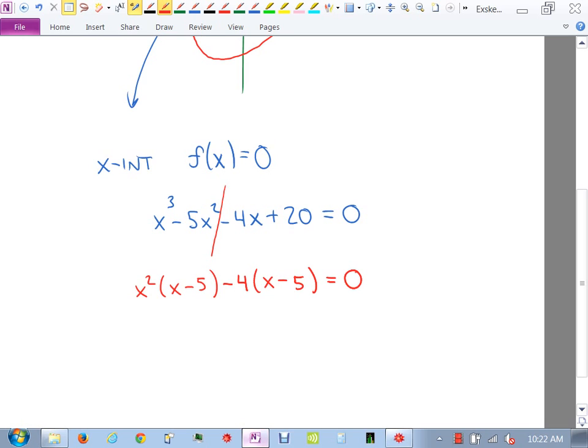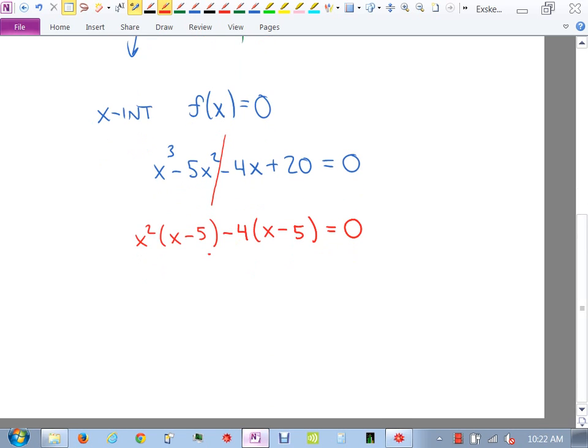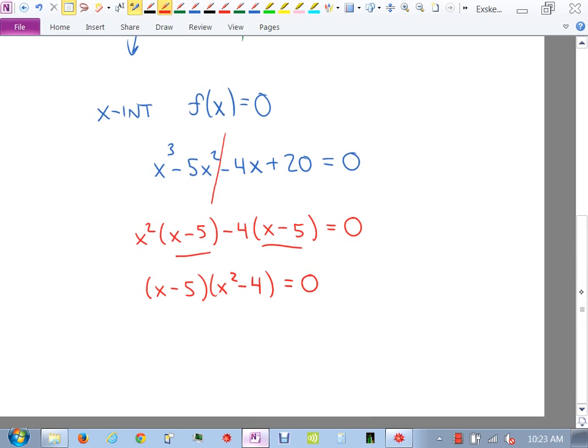So I pulled an x squared out of the first 2. I pulled a negative 4 out of the second 2. Do you all agree with that? And now that these 2 things match, my next line is x minus 5, then the x squared minus 4 in parentheses, right? And then the x squared minus 4 is a difference of squares. So factoring has peeked its ugly head out again.